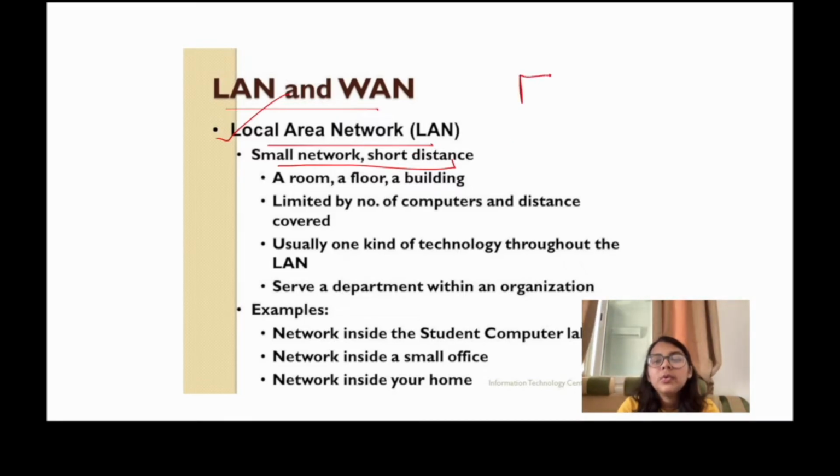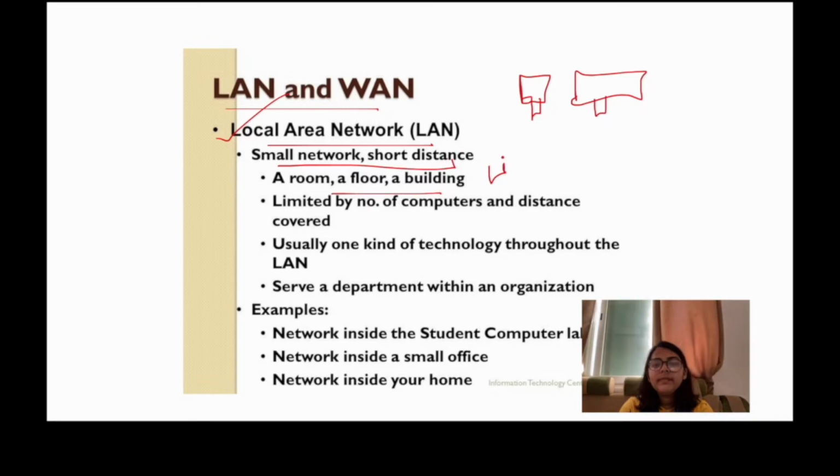If we want to interconnect our computers within a limited space, we can use LAN. LAN is a type of network that we usually use to connect at a short distance, like a room, floor, or building. Your computer lab is a main example for a local area network.